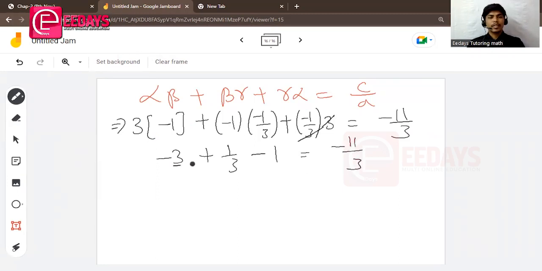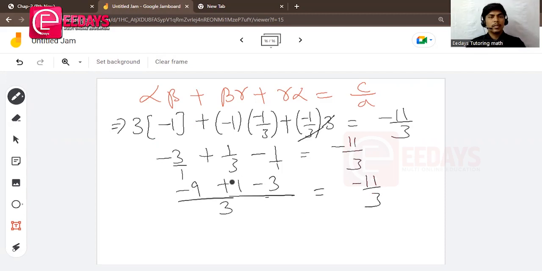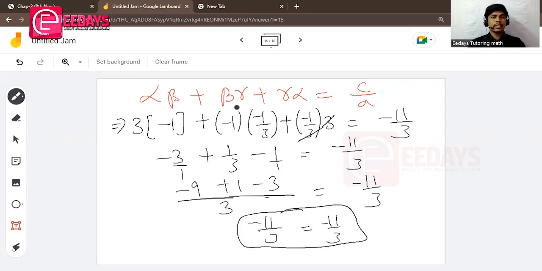Okay, if nothing else, you can take LCM 3, and 3 3s are minus 9, plus 1, minus 3, all over 3. Minus 11 by 3 on the right hand side. Now minus 9 plus 1, you'll get minus 8. Minus 8 minus 3, you'll get minus 11 by 3. So we verified both are equal, LHS and RHS.